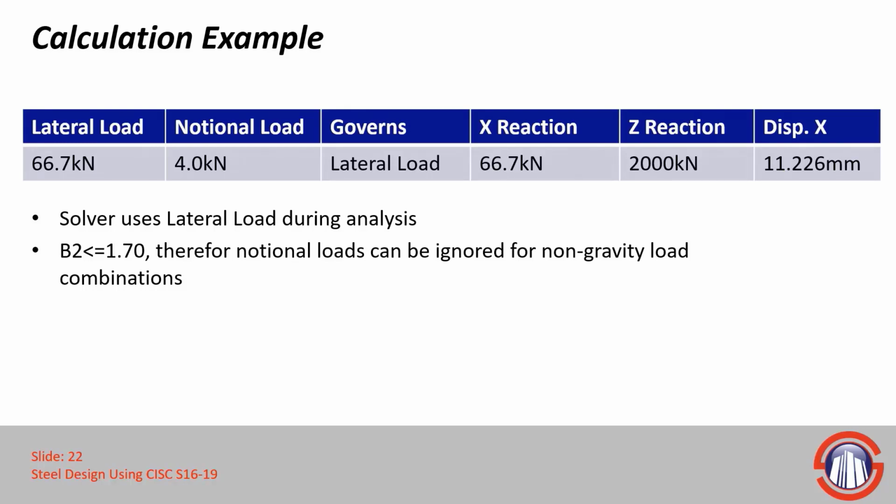Now it's also worth mentioning here that the B2 value for this example is less than or equal to 1.7. And for those of you that aren't familiar, this B2 value is basically the ratio between the second order displacement and the first order displacement. Now in the situation where that's not the case, let's say that we have a B2 greater than 1.7, the solver would then actually add both the notional and the lateral loads in that scenario. So we'll treat it differently depending on this B2 value, which is calculated by the solver.